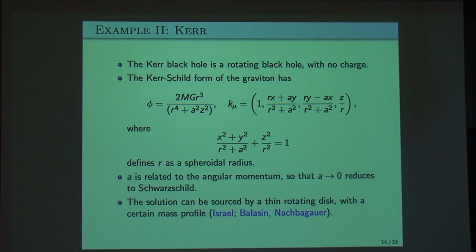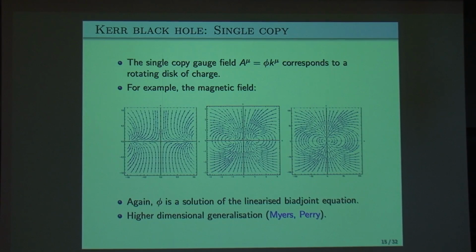And in fact, you can show that the source for this thing, the minimal source that you need to get a Kerr black hole, is a thin rotating disk. So you can take a disk in the XY plane, for example, which has a certain profile of mass along the disk, and then if that's rotating, it'll set up one of these Kerr black holes. So we can then ask, what do you get if you take the gauge field, or the single copy, obtained from this black hole? Well, perhaps unsurprisingly, you get a rotating disk of charge. So we saw for the Schwarzschild black hole that charge gets replaced with mass in the gravity theory. This is exactly the same. And the rotating disk of charge that we get has the same charge profile in the gauge theory as the mass profile in the gravity theory.